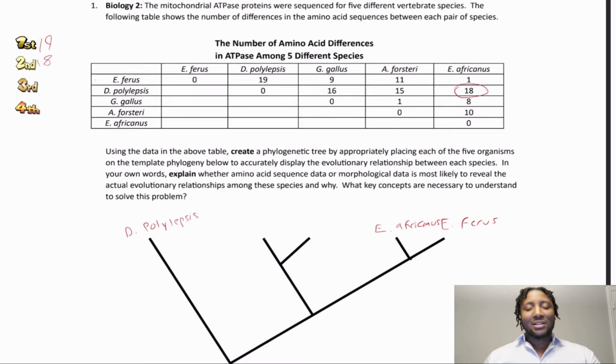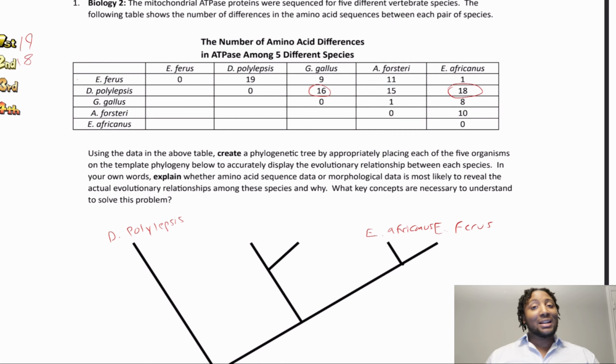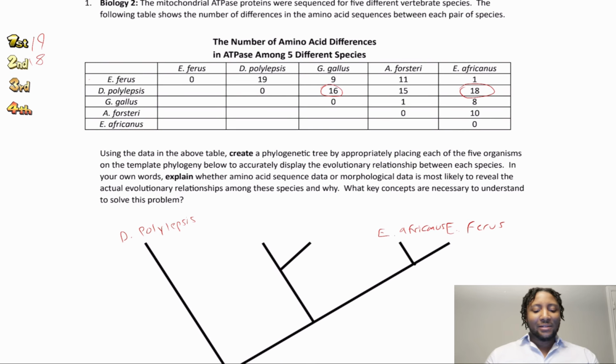So next we look at the next number that catches our eyes. Now we have a whopping 16 here between D. polylepsis and D. gallus. So that way, now we can again work our way through the phylogenetic tree and say that G. gallus will go here. It is in third place.